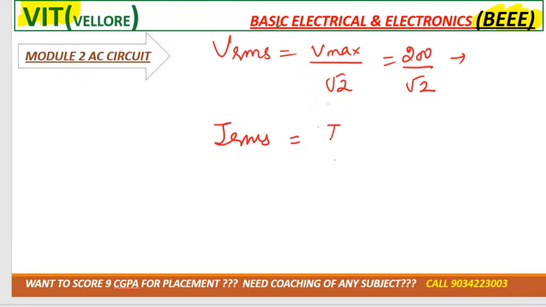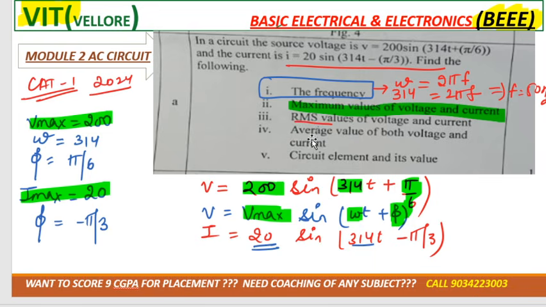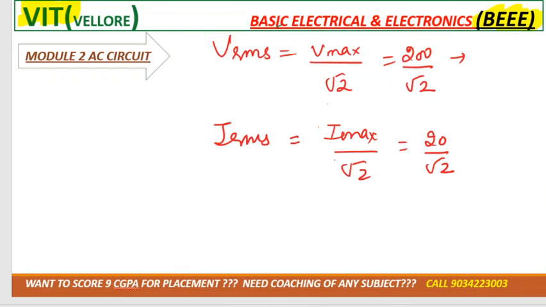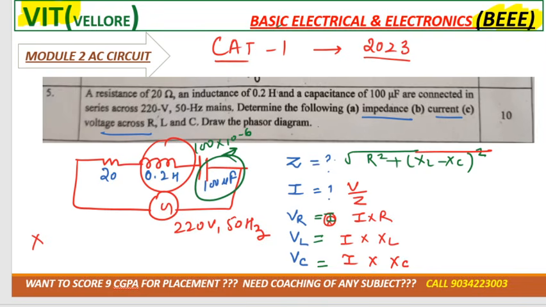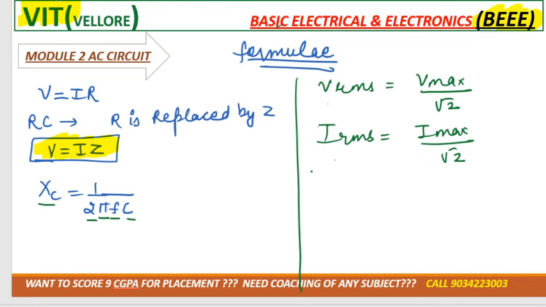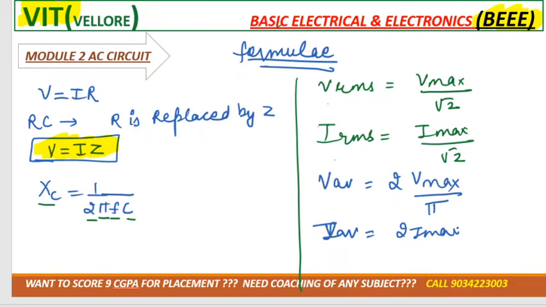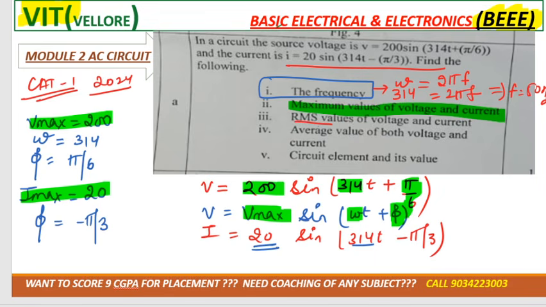Whatever the value you are getting, IRMS is how much? I max by root 2, that is 20 by root 2. Okay. Now they are asking the average value of both voltage and current. So write down the formula of average value also. V average is equal to 2 V max divided by pi, and I average is equal to 2 I max over pi. Okay. You already know the maximum values, and then you will obtain it, right?